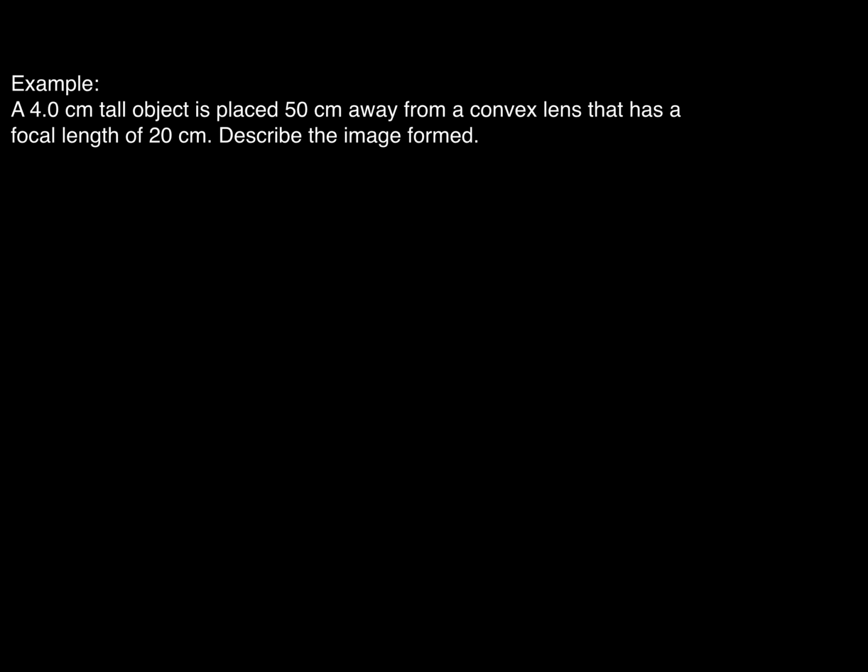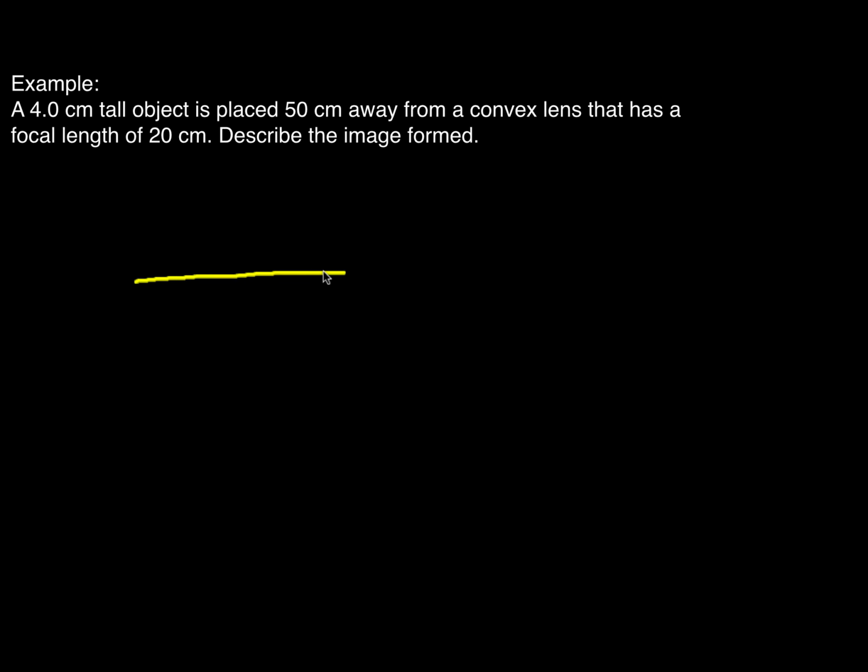The mirror formulas are best understood through examples. Here's our first example. A 4 centimeter tall object is placed 50 centimeters away from a convex lens that has a focal length of 20 centimeters. Describe the image formed. When solving problems with the mirror equations, it's often best to draw a picture of the situation to help you understand what's going on and visualize it.